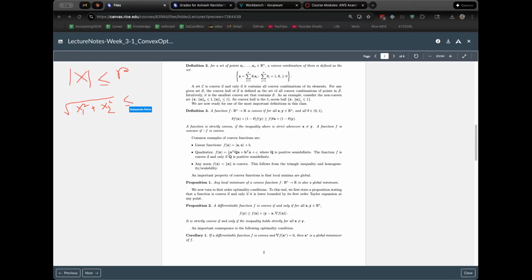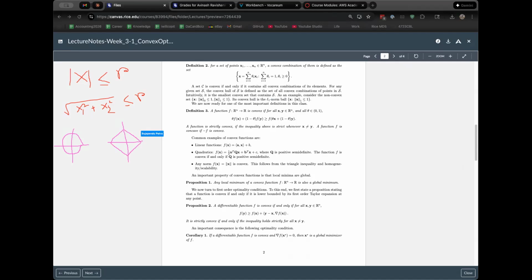Yes. For all other p, it doesn't look like a ball, but we call it a ball. Okay, so for the L7 norm, it's called a ball, but it looks like something else. So for the L2 norm, the ball looks like this circle. For the L1 norm, it looks like this. It looks like a square, but it's a ball.